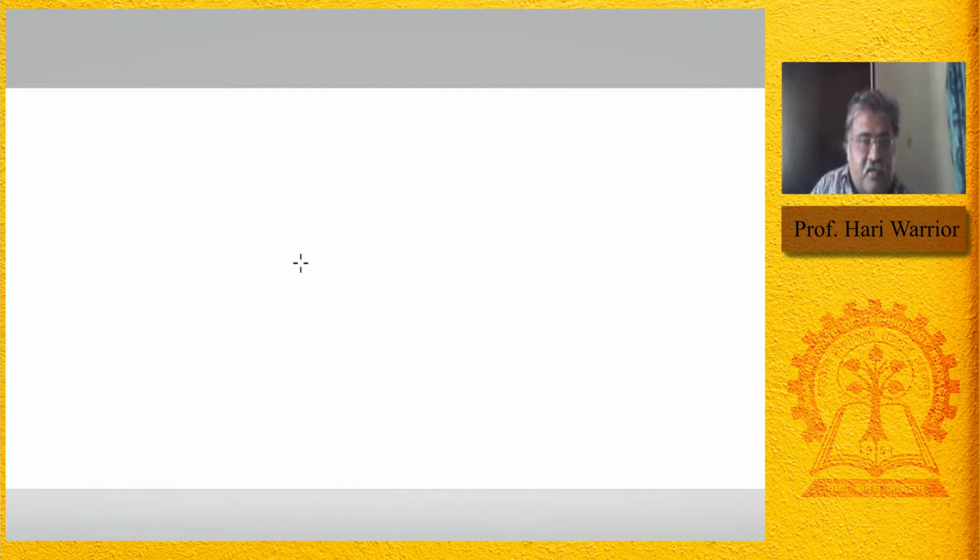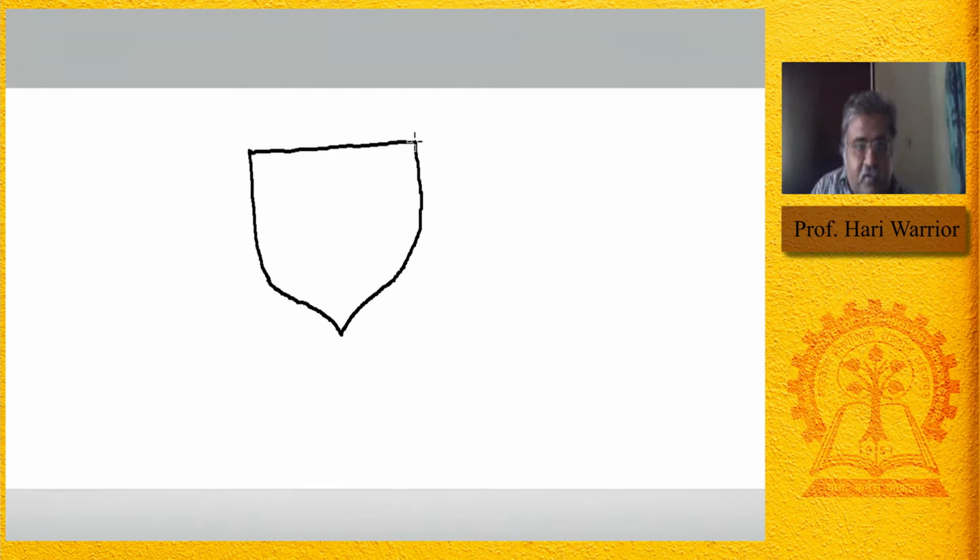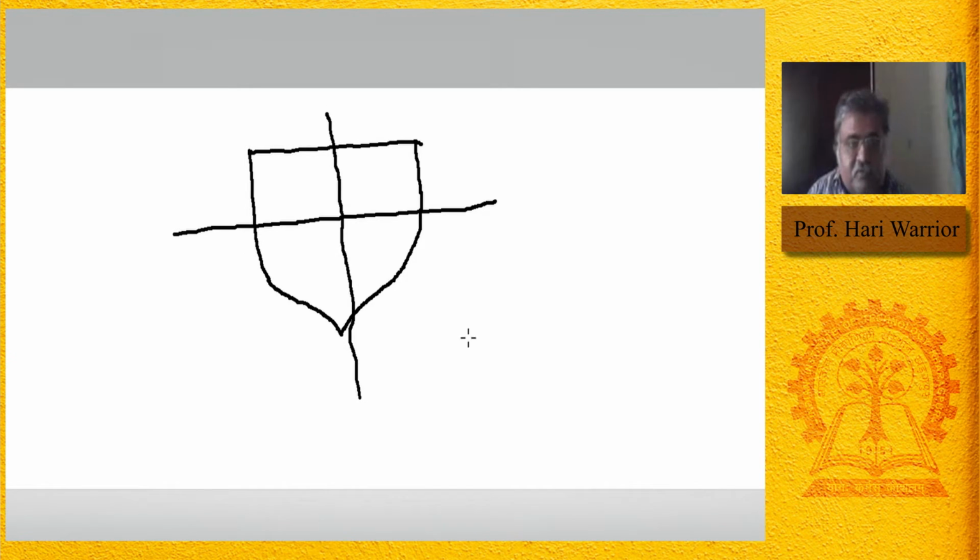Now let us consider a ship like this. This is a cross section of a ship. This is its water line. Then, initially here you have the center line. Center line didn't come properly, so let's say this is the center line.